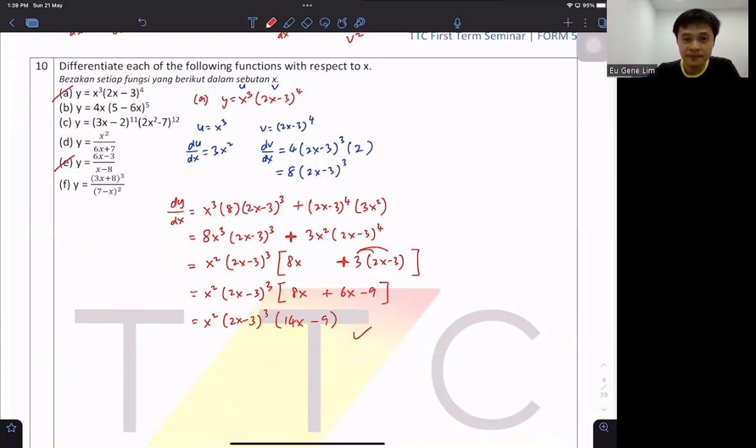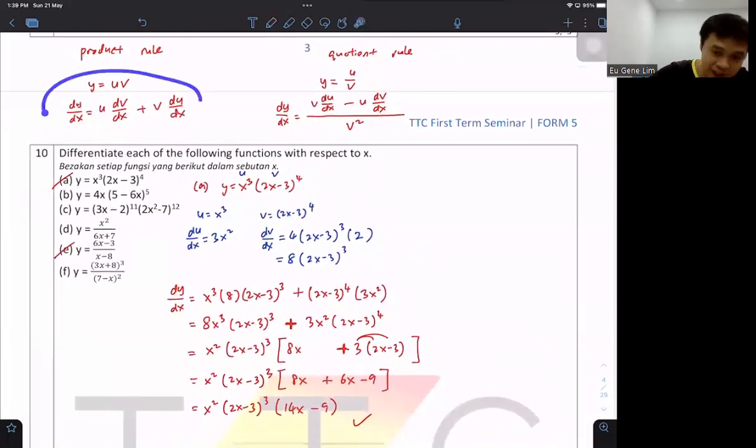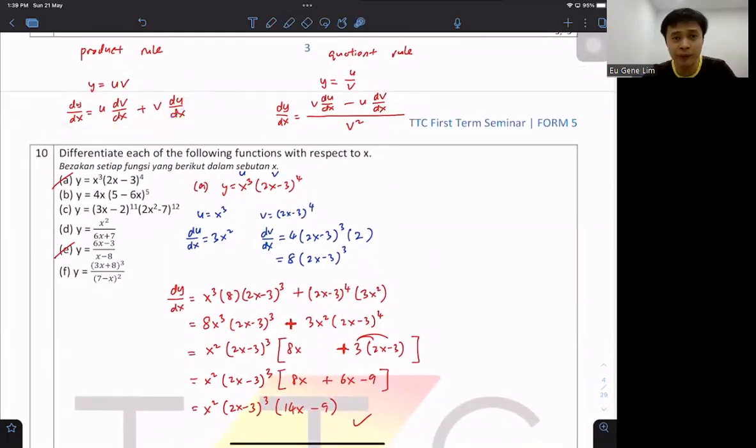Understand? So this is called product rule. This is the formula of product rule. Okay, you have to memorize the formula. No choice. You have to memorize the formula because in the exam the formula will not be given.